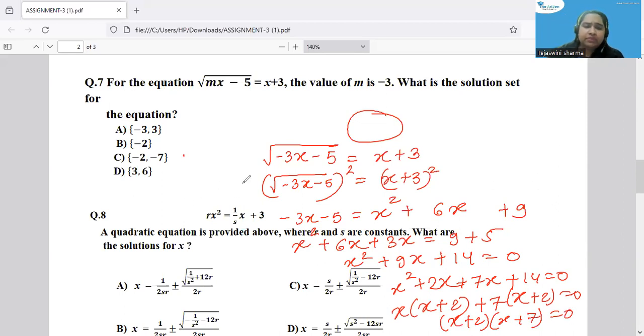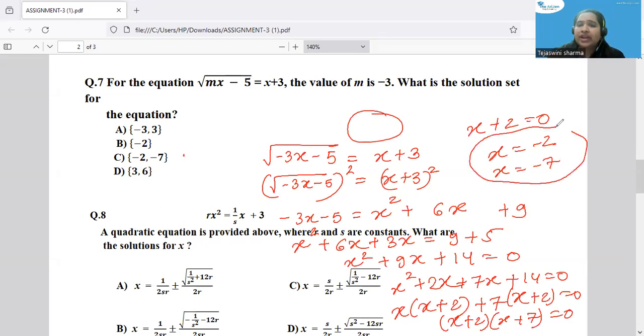On putting them equal to 0, I am getting x equals negative 2 and x equals negative 7. Now what I have to do is plug these two values back into the equation along with the value of m, and check which one is the right solution given in the 4 options. So when I am doing that, the first value is negative 2, along with the value of m.